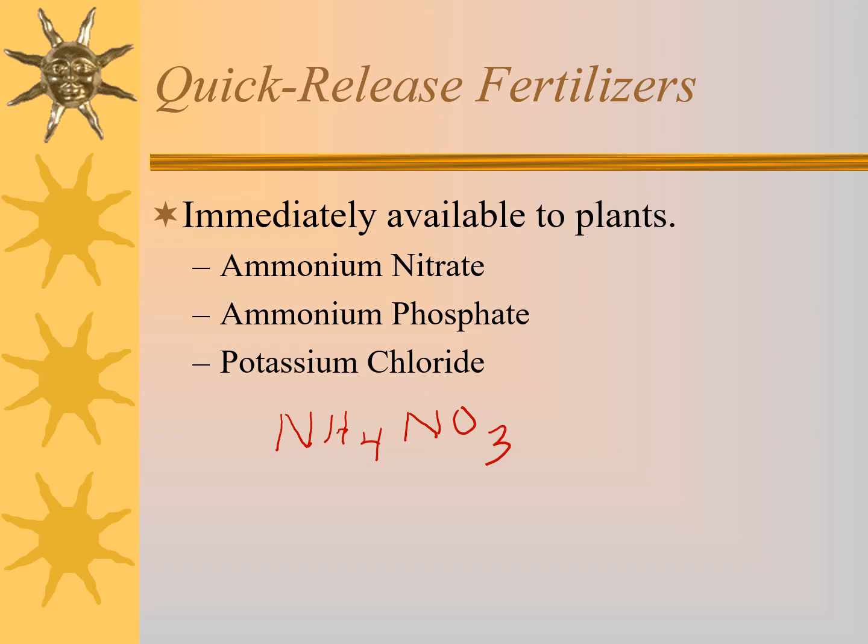So one ion that's going to break off is going to be the ammonium ion. That's the NH4+ ion. And then the other ion is going to be the nitrate ion, which is indicated by NO3-. So these two ions would exist in the soil solution, and they would be easily available for the roots of plants to absorb and use as a source of nitrogen. So that's a good example of a quick release fertilizer.